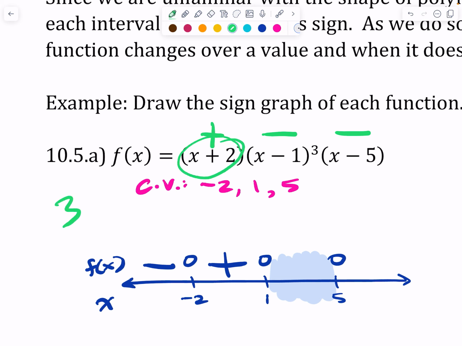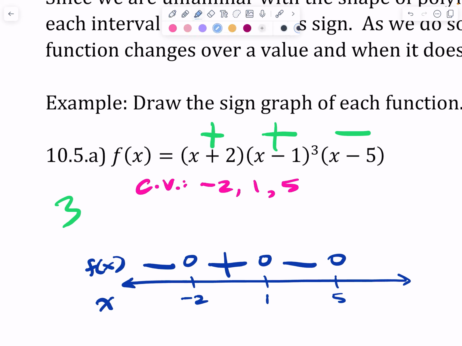3 plus 2 is positive. 3 minus 1 is positive, and when you cube it, still positive. And 3 minus 5 is negative. So we're looking at a positive times a negative, which is overall negative.